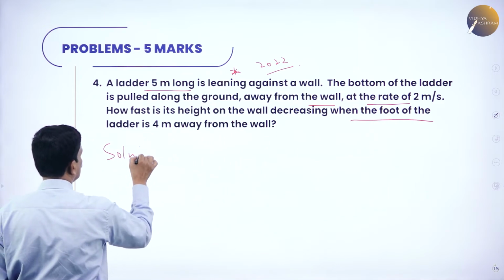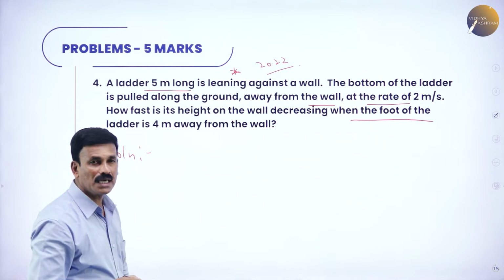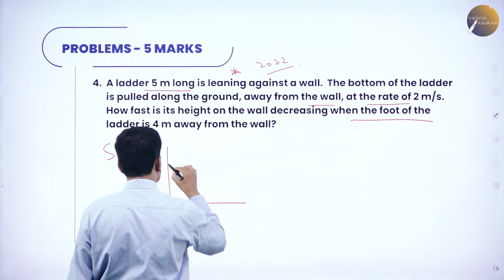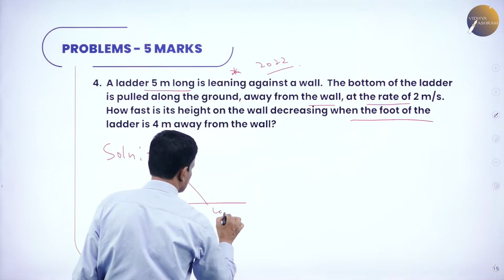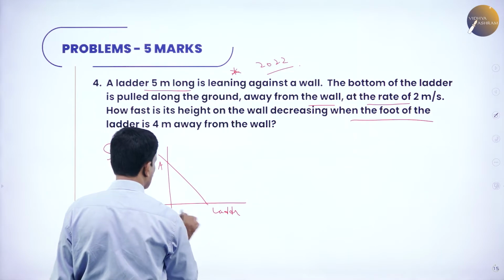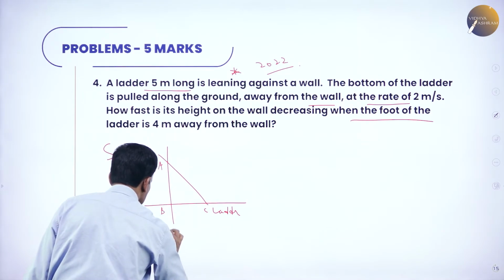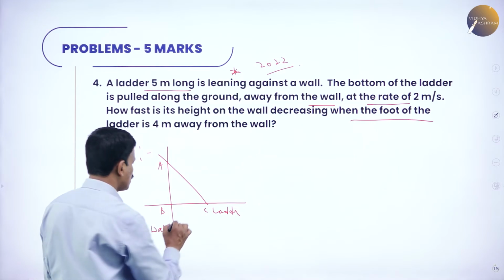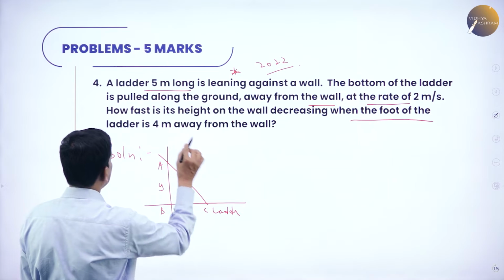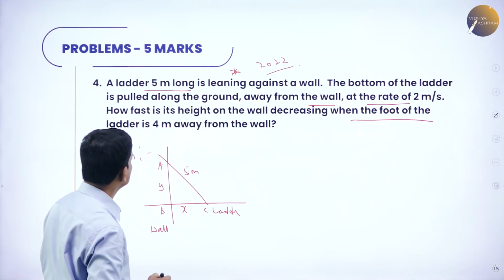Now what is given? A ladder of 5 meters leaning against a smooth vertical wall. So this is the wall. See, this is the ladder. Let us call it A, B and C. AC is the ladder and this is the wall. Okay. Now let us call this X and Y. Now what is the height? A ladder of 5 meters. This is 5 meters given. AC is equal to 5.